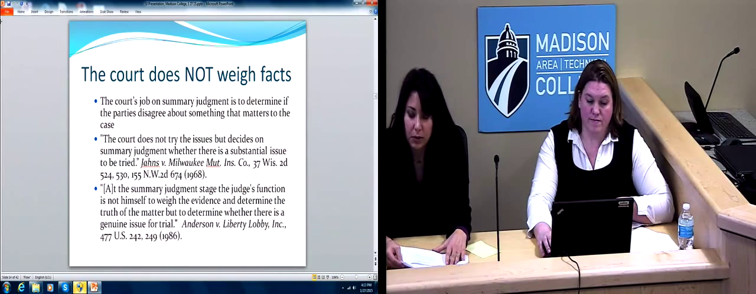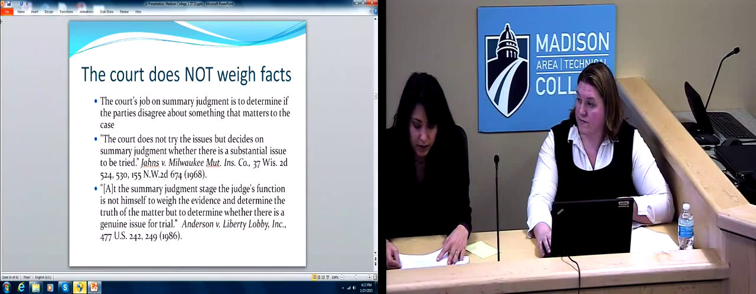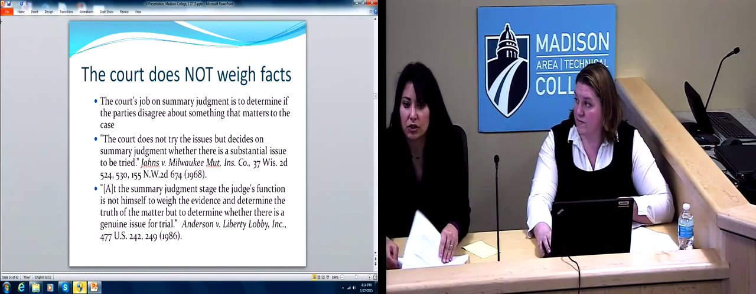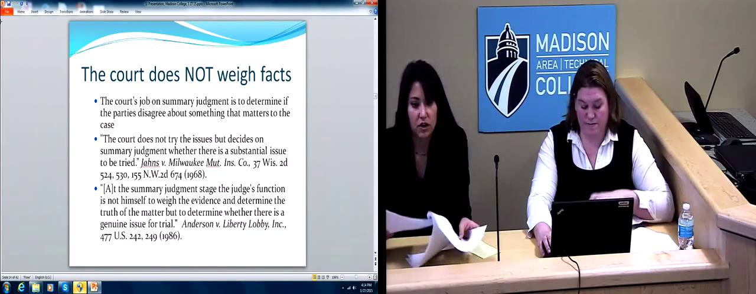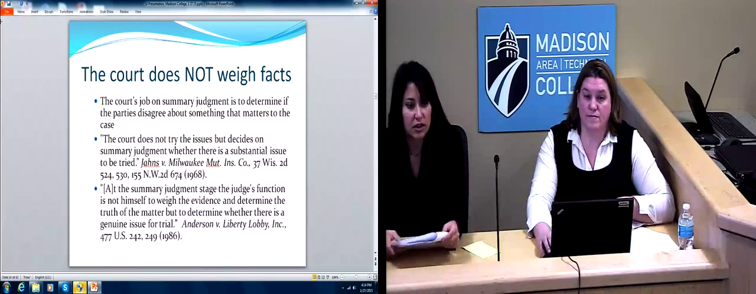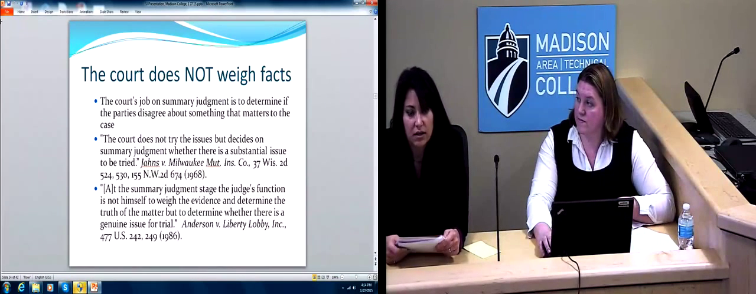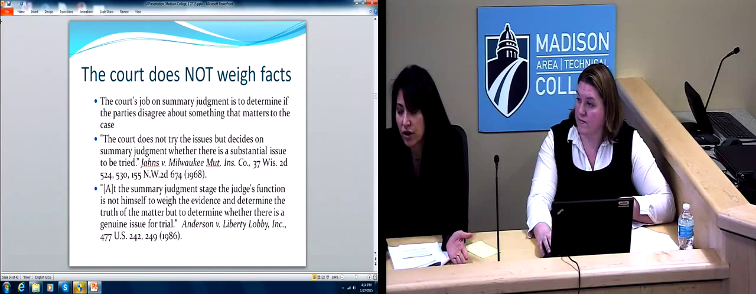Anderson v. Liberty Lobby is one of the quintessential federal cases discussing summary judgment. That case says at the summary judgment stage, the judge's function is not himself to weigh evidence and determine the truth of the matter, but to determine whether there is a genuine issue for trial. So again, the judge looks at the facts, looks at the law, and says, is there a dispute that matters? If this case goes to trial, is there anything for the jury to do?